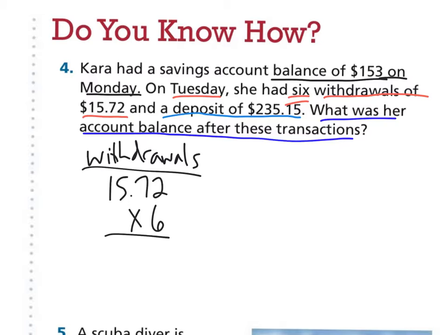So if we multiply $15.72 times 6, mainly if we look at the process here, you guys can do fine with the multiplication part, I'm sure. Okay, and then remember we move our decimal 2 places. So total withdrawals are $94.32.